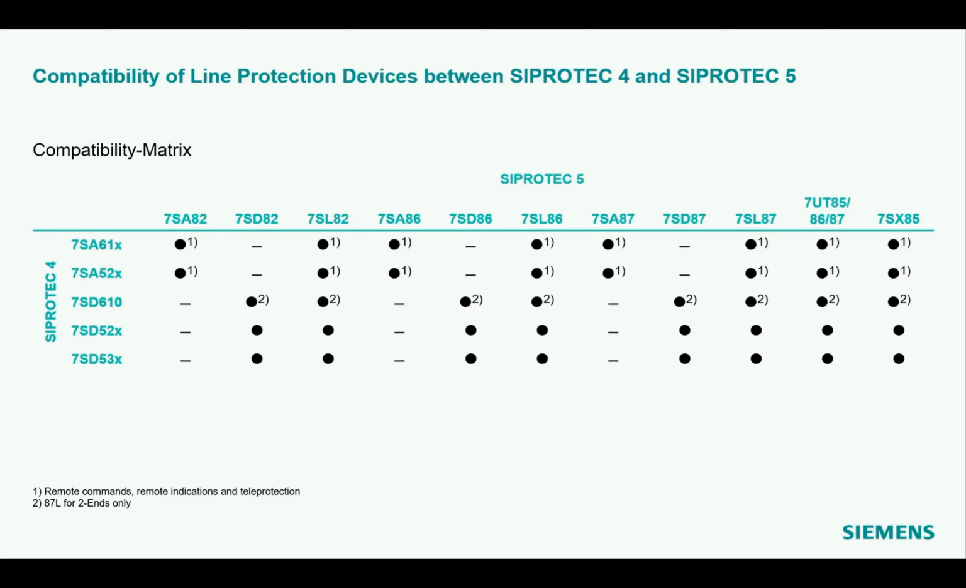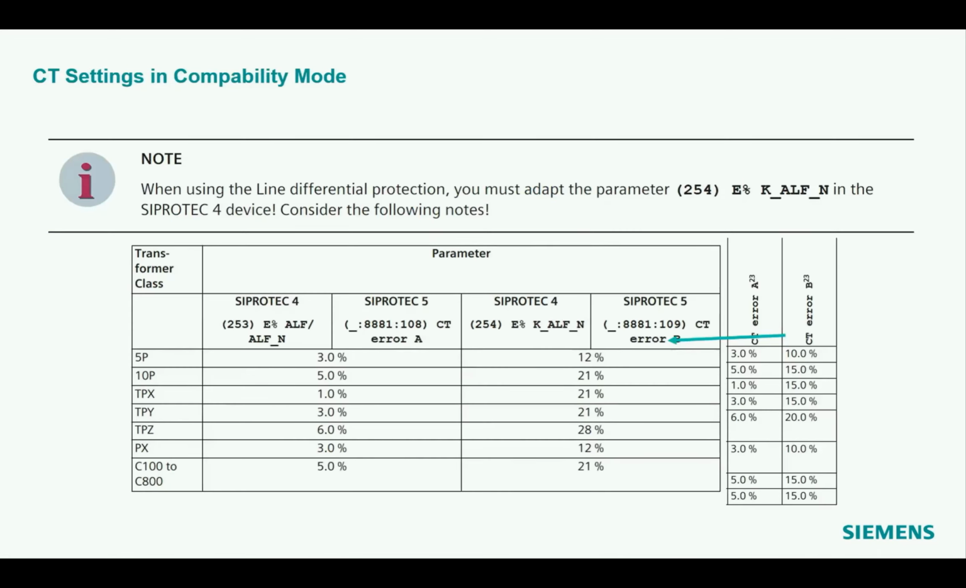All SIPROTEC 4 distance protection relays, the 7SA devices, can be combined with all SIPROTEC 5 devices that have a distance protection function, such as all 7SA devices, the 7SL devices, the 7UT, and the 7SX.